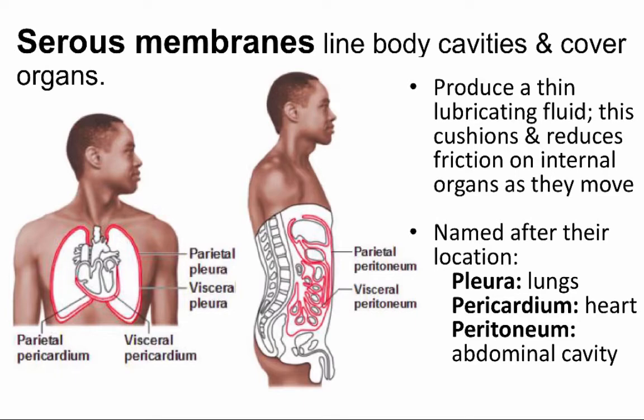So the three that we've talked about thus far are the peritoneum, which lines the abdominopelvic cavity, the pericardium around the heart, and last but not least, the pleural membranes, the pleura around the lungs.